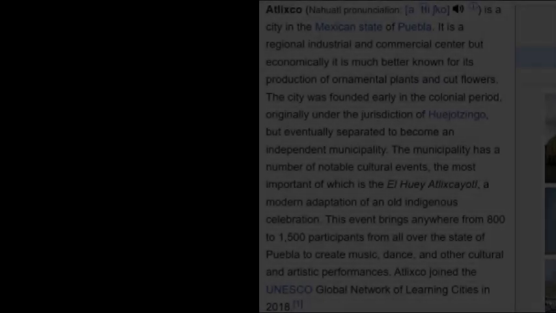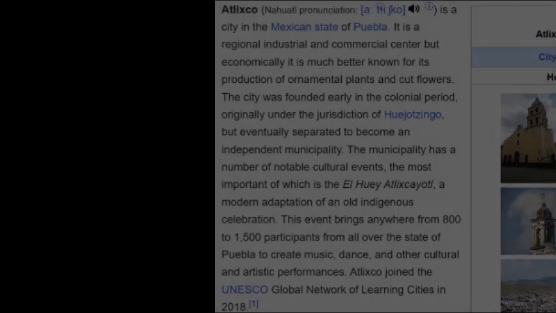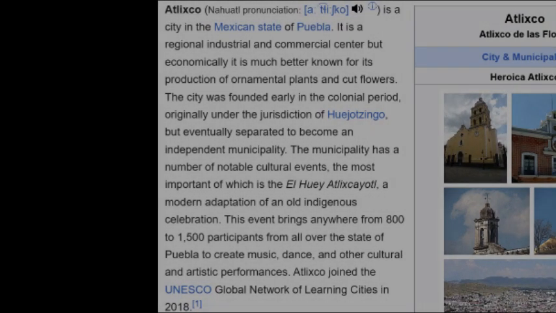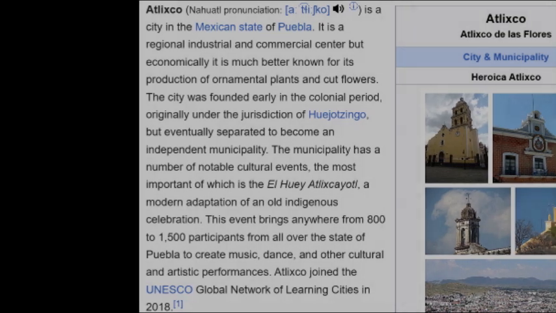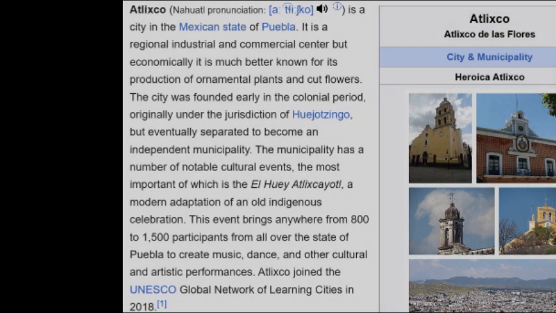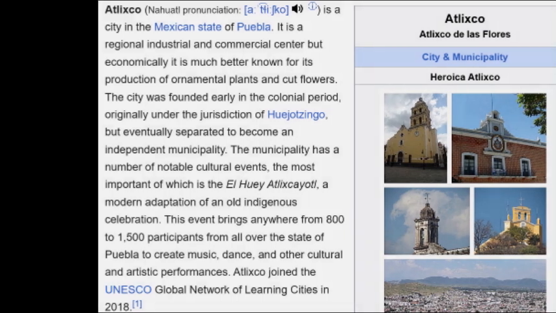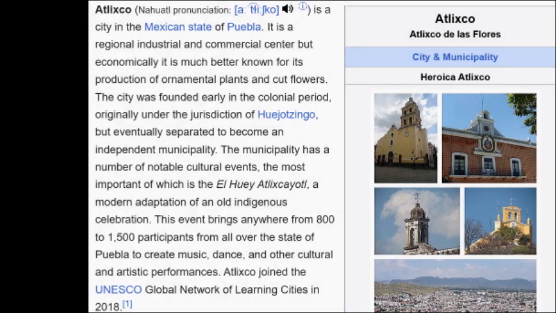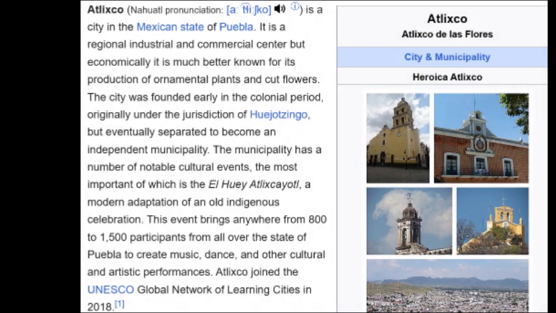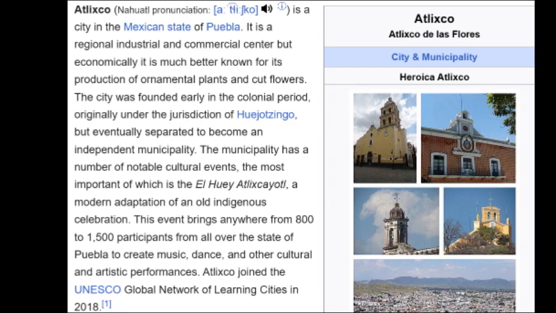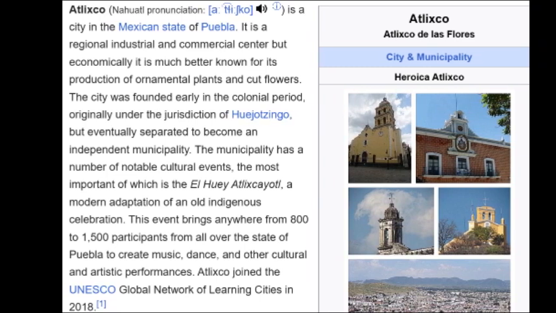So then we come to Atlixco. It is a city in the Mexican state of Puebla. It is a regional industrial and commercial center, but economically it is much better known for its production of ornamental plants and cut flowers. The city was founded early in the colonial period, originally under the jurisdiction of Huehuetzingo. So jurisdiction being added there is yet another overlay. But eventually separated to become an independent municipality. The municipality, and also another overlay, independent municipality.